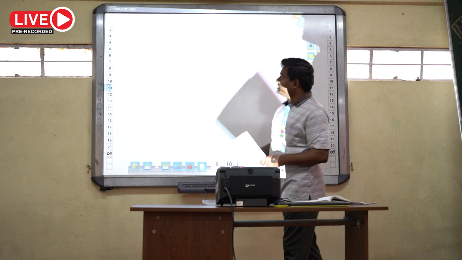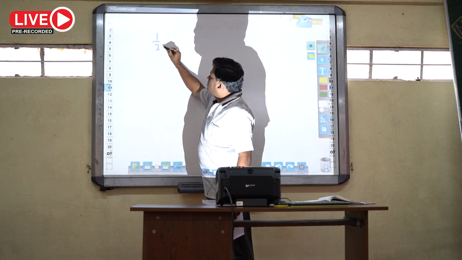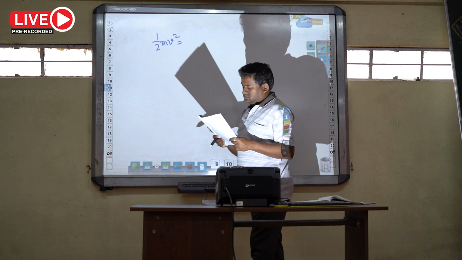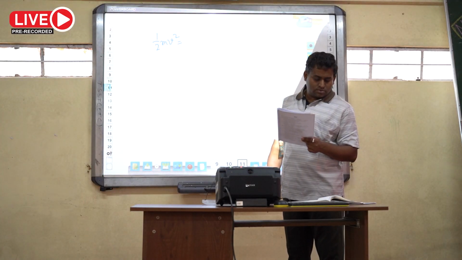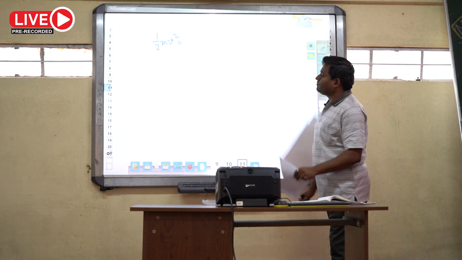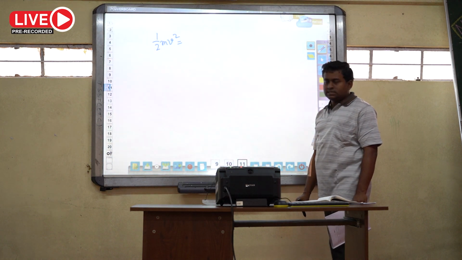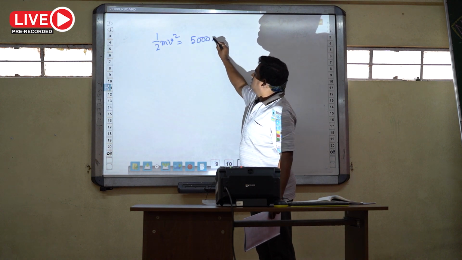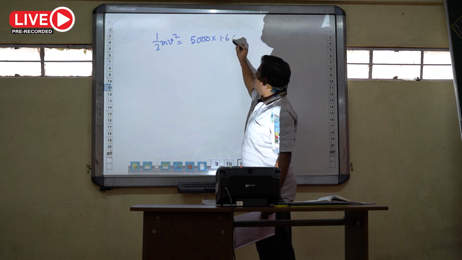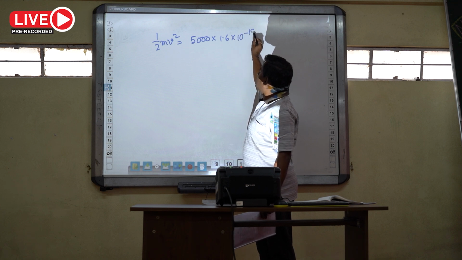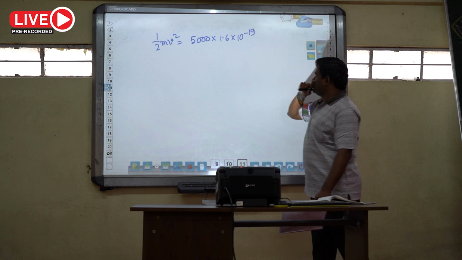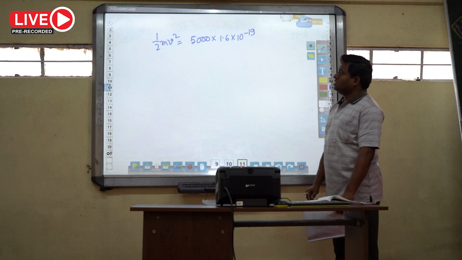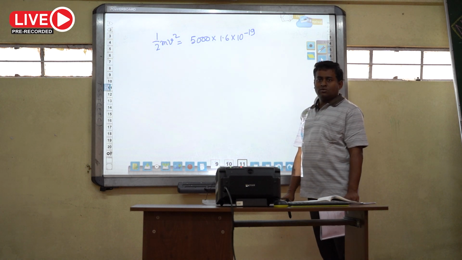So first in this case it is given that half mv square kinetic energy, in vacuum normally, so it will be half mv square equal to q into potential difference. So it will be 5000 into 1.6 into 10 to the power minus 19. Now multiply both sides with 1m.